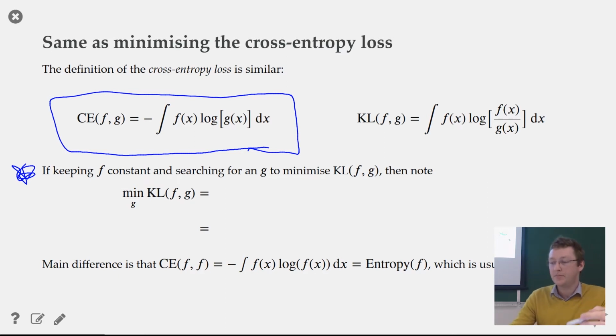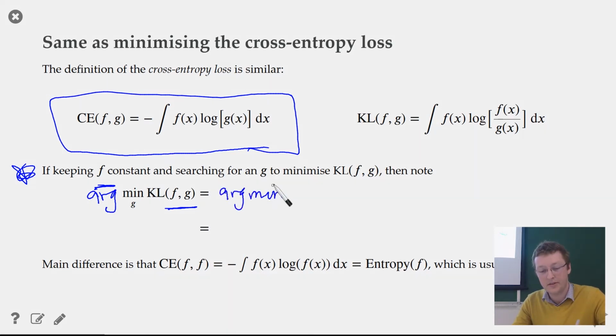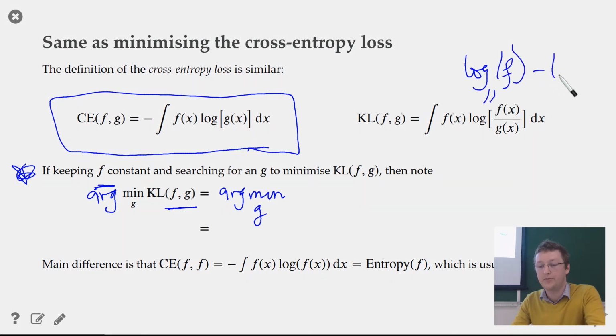So if we have this problem where we're looking at the distance between f and g, but f is not changing, that's just some constant distribution, and we're moving g to be as close as possible to f, then this should be the argument g that does that, argmin over all possible g's of KL. So we can use the other fact that log of f on g equals log of f minus log of g.